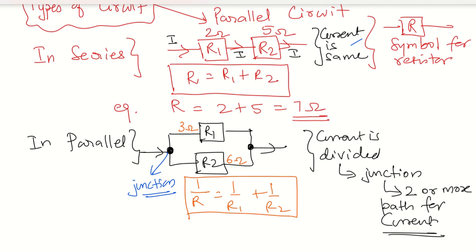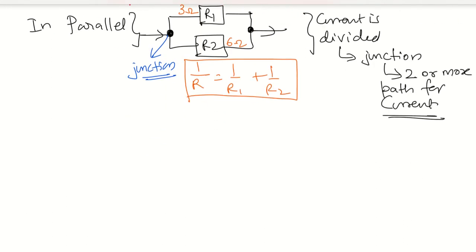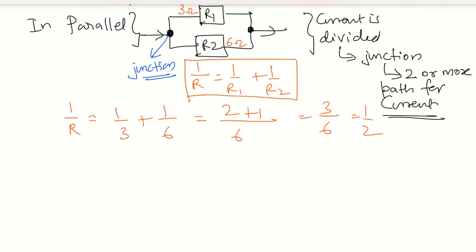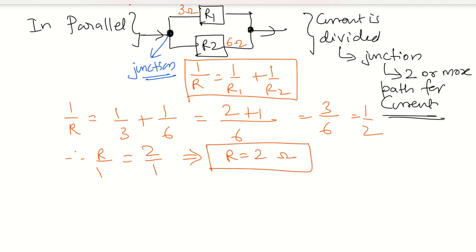Okay. And if I go down a little bit, then I can solve this question as 1 by R equal to 1 by 3 plus 1 by 6, which means my LCM is 6, so it is 2 plus 1, which is 3 upon 6, which is 1 upon 2. Therefore, R upon 1 is equal to 2 upon 1, which clearly shows that my R is 2 ohms. Okay, that's the answer.